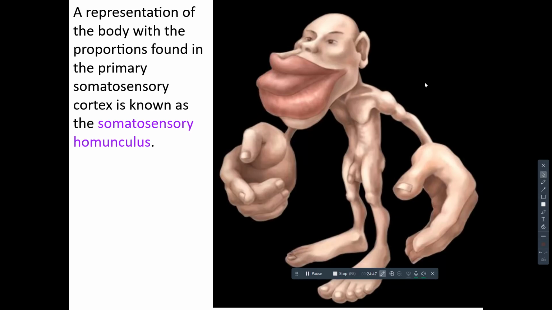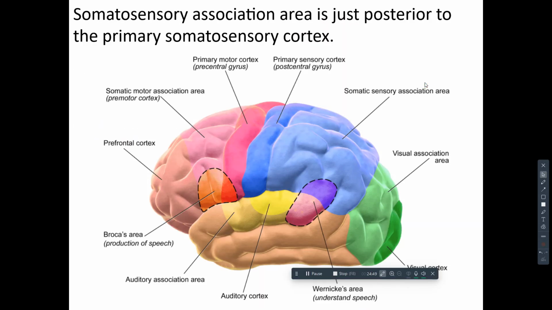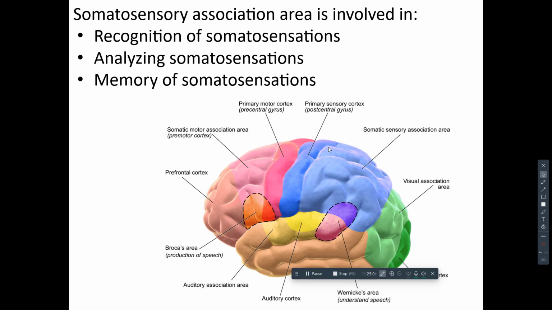Okay, excellent work. Let's keep going. There is also a somatosensory association area in the posterior parietal lobe. This is where we're figuring out stuff about somatosensations, like recognizing what's going on with our sense of touch and proprioception, figuring out what that means, and remembering it.